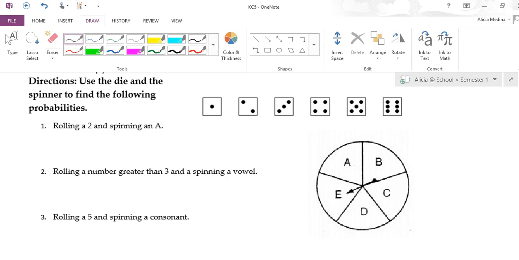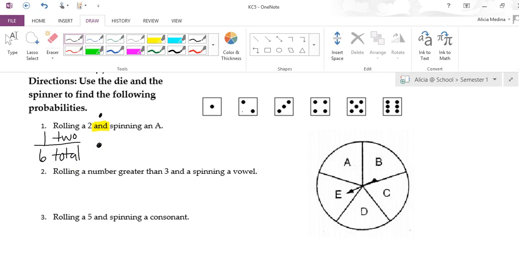Alright, so our first question says, well, what is the probability of rolling a 2 and spinning an A? So the first thing I need you to remember is that anytime you see this word and, that means multiplication. Alright, so we're going to be multiplying the outcomes of both of these scenarios. So what is the probability of rolling a 2? Well, I have one 2 here. So that's going to be 1 over, what's the total number of sides? 6 total sides. I know I'm going to be multiplying that by the event of spinning an A.